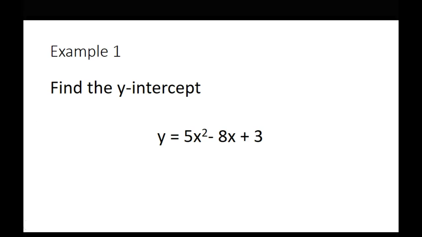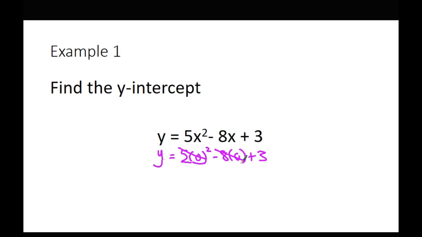So if we do that here, did I print the slide for you? No? I don't think you really need to write it. You can just watch. But if we plug in 0, that will help us find the y-intercept, right? Well, this is 0 squared, which is 0, times 5, which is 0. And then 8 times 0 is 0, and so your y-intercept is 3.